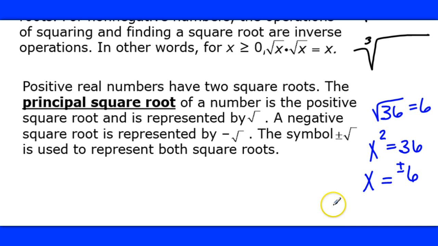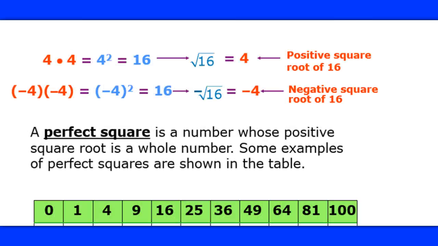Now, the rationale for that is if you take a 6 and you square it, you get 36. If you take a negative 6, and you'll notice that I put it in parentheses right away, if you take a negative 6 and square it, you get 36. So you have to use both. We use this little plus and minus symbol in front of the radical sign to represent positive and negative. Here's a little example showing you that both the positive root and the negative root are going to give you the same answer.